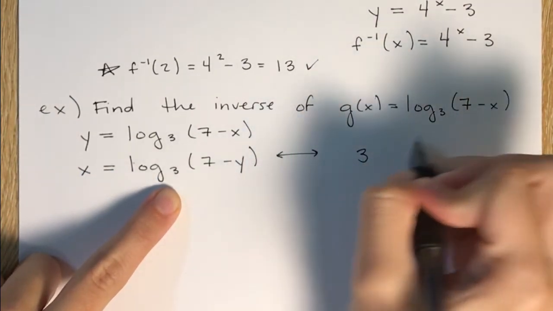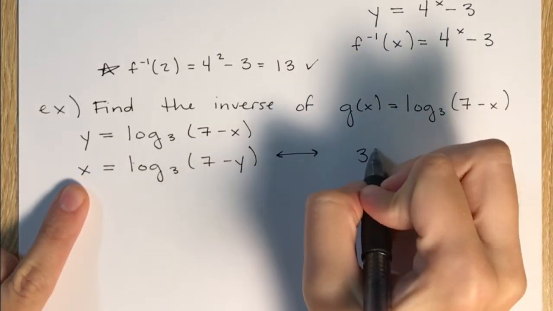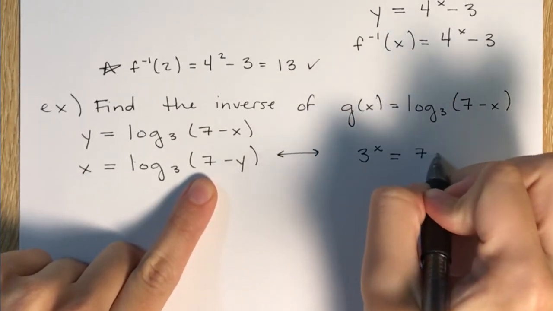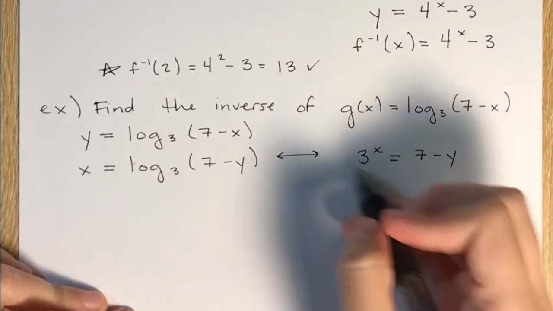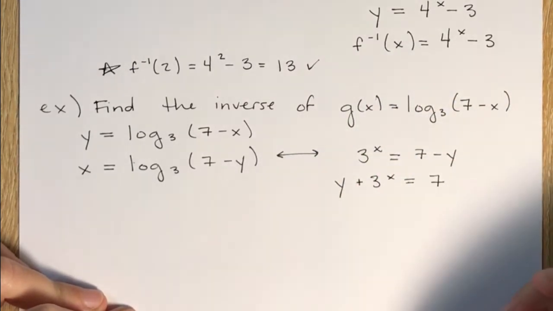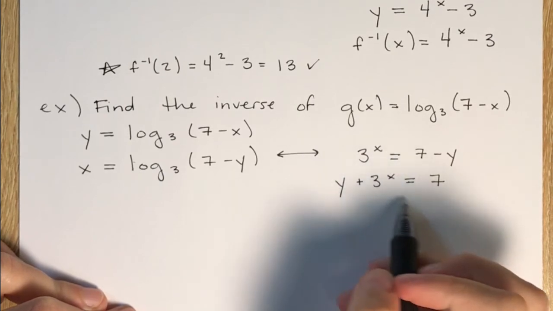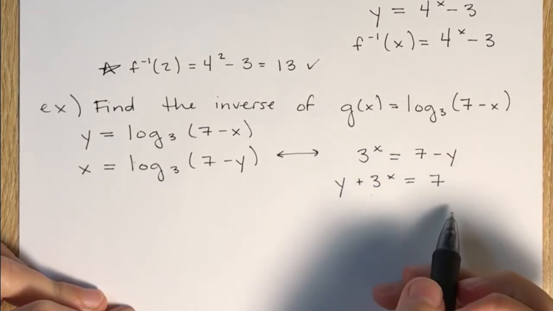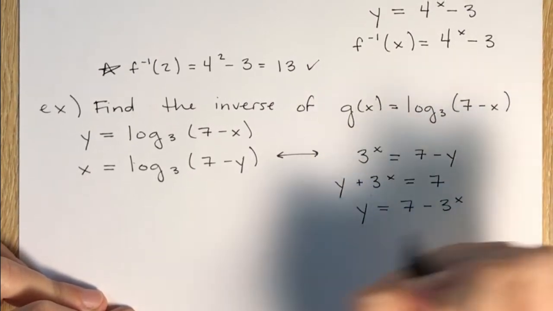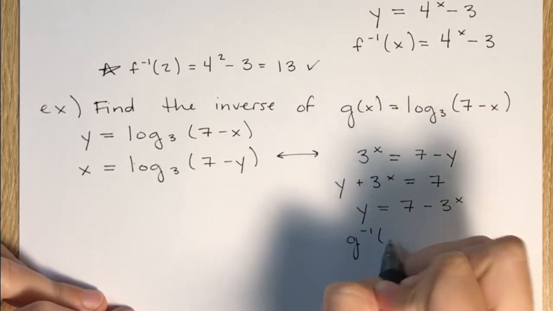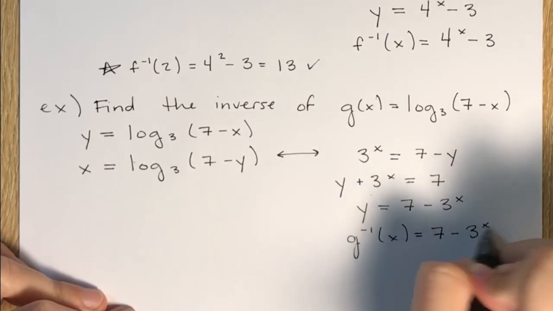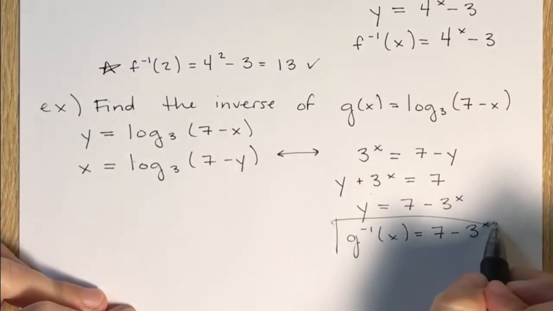Our exponential form has a base of 3 and input of x and an output of 7 minus y. We can add y to both sides. And then in order to get y by itself, we subtract 3 to the x. So our function inverse is g inverse of x equals 7 minus 3 to the x. That is the answer.